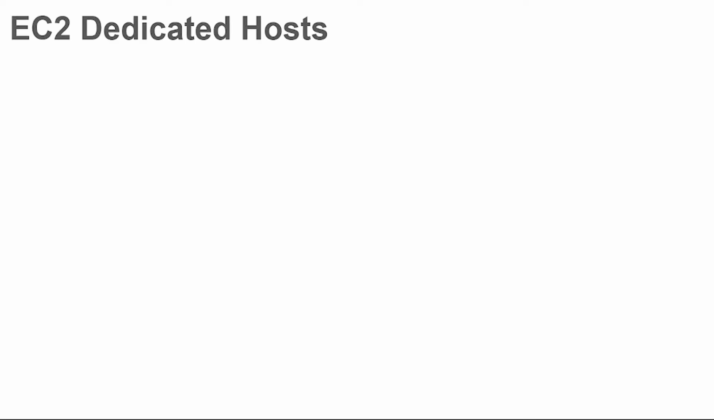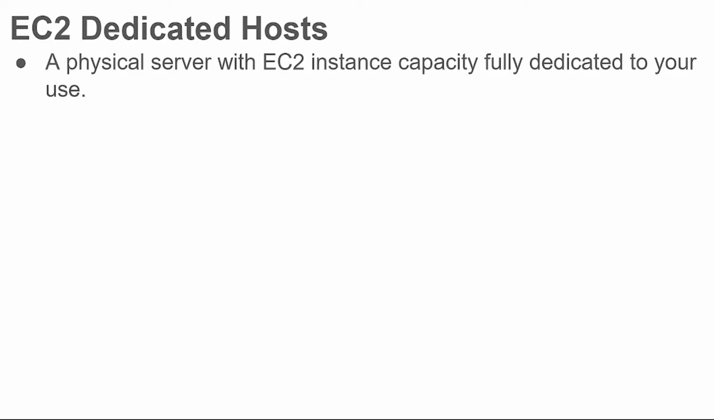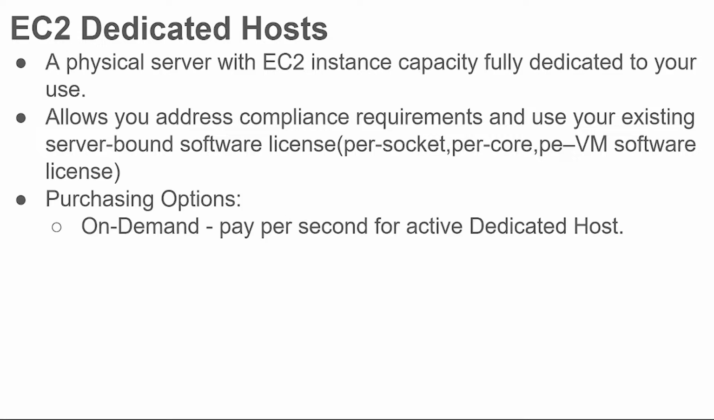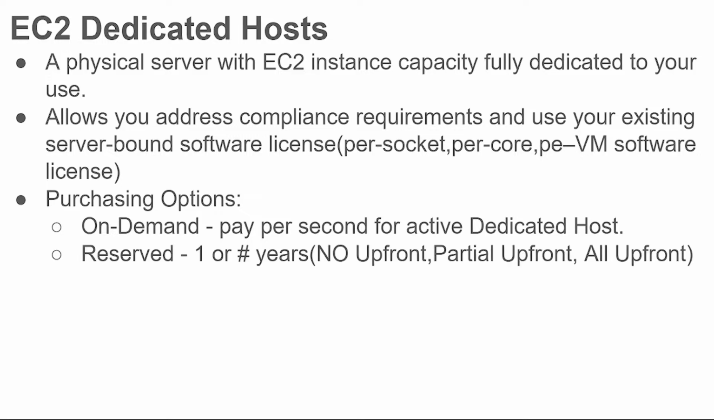Next is EC2 dedicated host. Now what is this? It is a physical server with EC2 instance capacity fully dedicated to our use. We will get a whole physical server with EC2 instance capacity which is dedicated to us. It allows us to address compliance requirements and use our existing server-bound software licenses, per socket, per core, per VM software license. Purchasing options are the same, like on demand or reserved. You can reserve or use on demand for an active dedicated host.